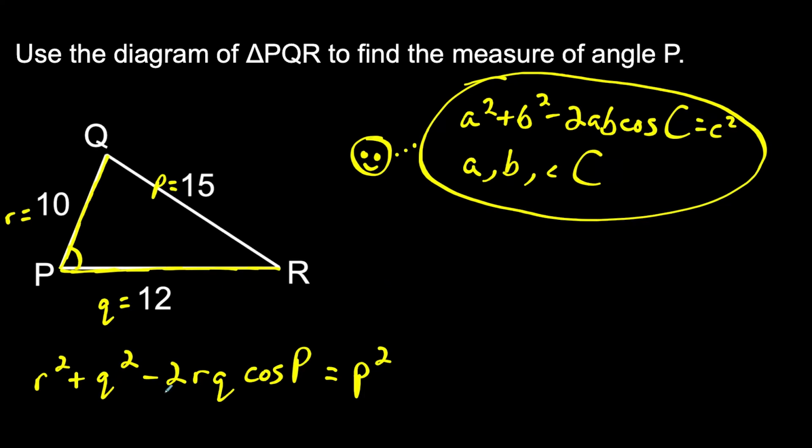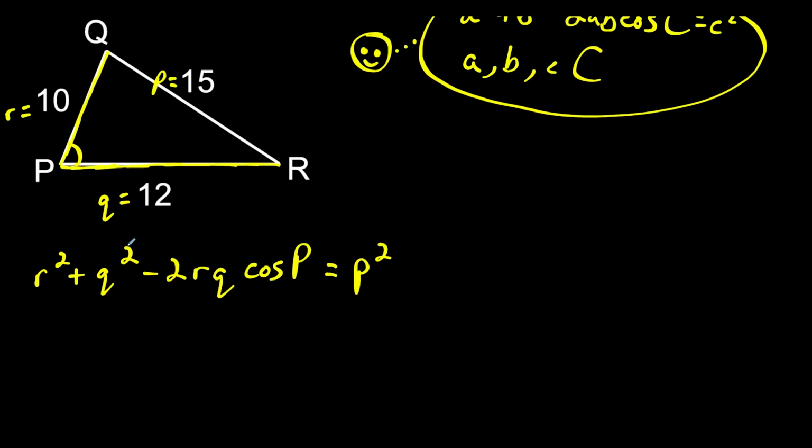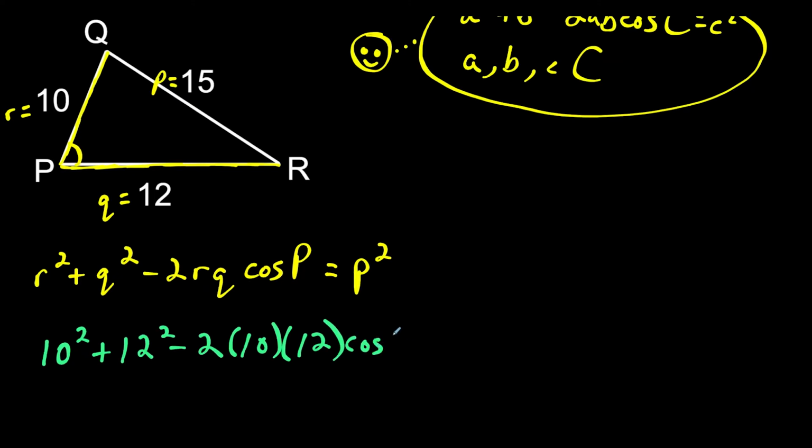Because now that we have this formula set up, finding the measure of angle P is going to be very direct. From this stage on, there are a few ways we could do this, but what we could do now is just plug in. So we have r squared, so 10 squared, plus q squared, so 12 squared, minus 2 times r is 10 units, q is 12 units, and then cosine of angle P, which is what we're trying to find, equals side P, which is 15 squared, like this. So now we just have to do a little bit of algebra.